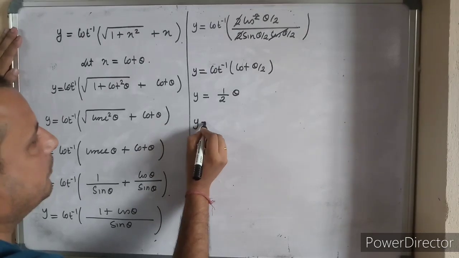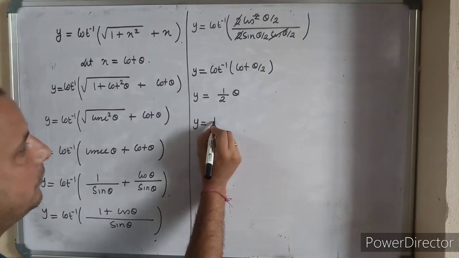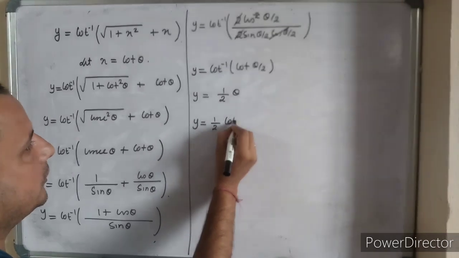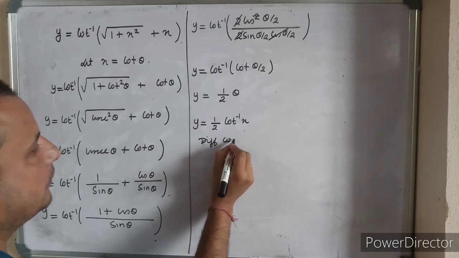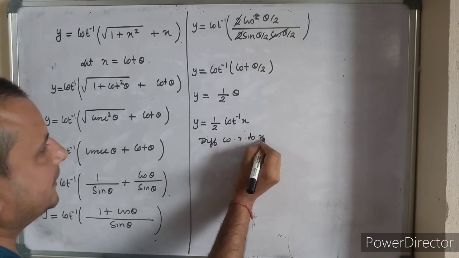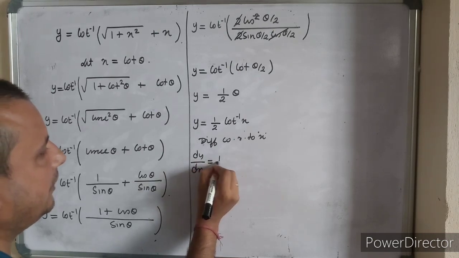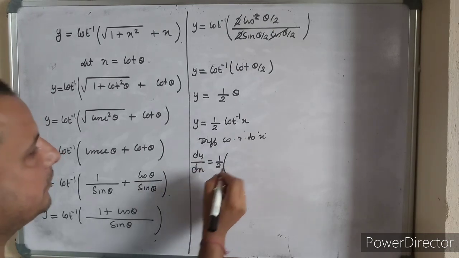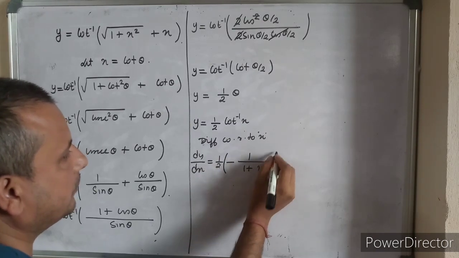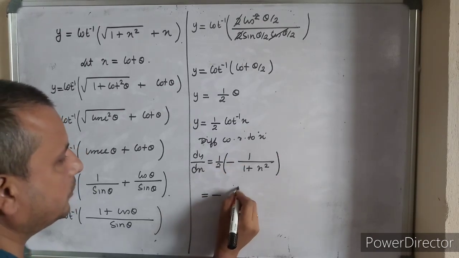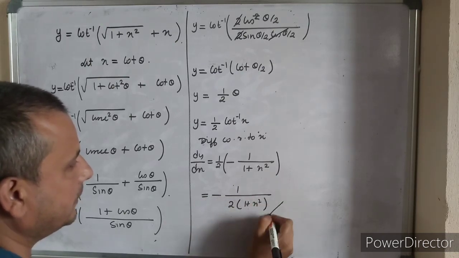Then from the substitution, what is the value of theta? From this, it is 1 by 2 cot inverse of x. Now differentiating with respect to x, dy by dx equals half. The derivative of cot inverse x is minus 1 by 1 plus x squared. And the proper answer will be minus 1 over 2 into 1 plus x squared.